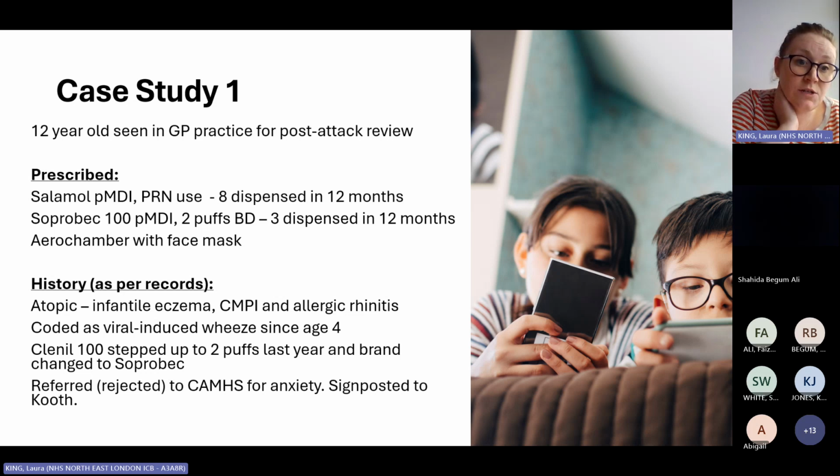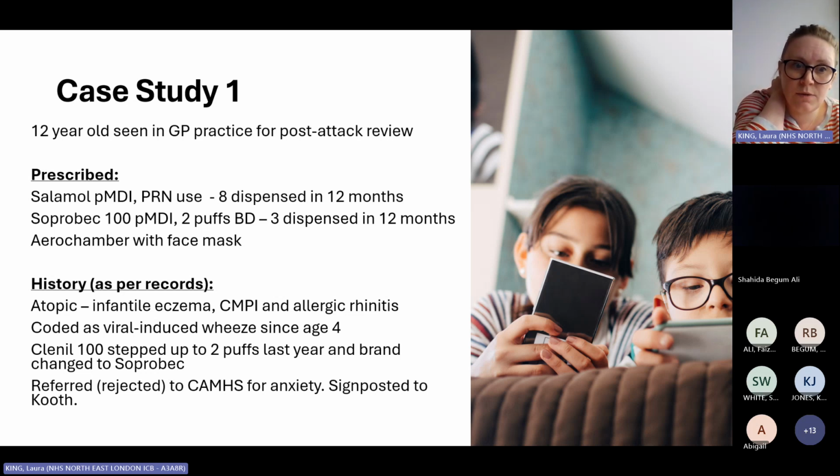So this is a 12-year-old boy seen in the GP practice for a post-attack review. His prescription is there. You can see that he has got a preventer prescribed, as well as a reliever. He's got an AeroChamber with a face mask. So I just read that with his age in mind. As you can see, he has got quite an interesting pattern of uptake. So his Salamol, his reliever, he's had 8 dispensed in 12 months. And for his preventer, he's only had 3. And we're going to talk about that in just a second.